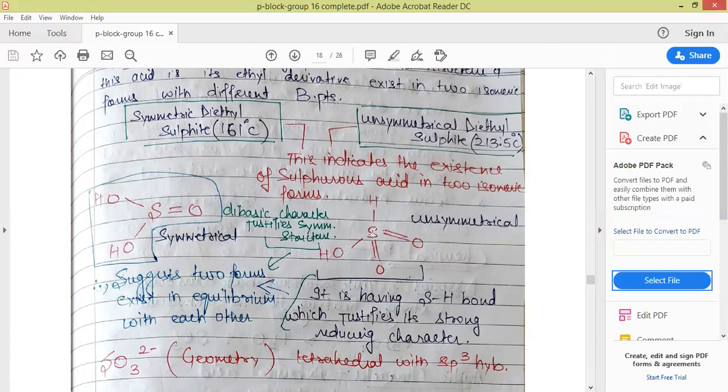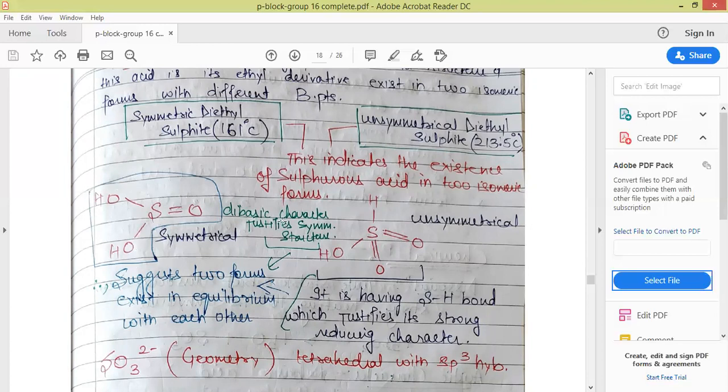So this is the only case where one of the isomeric forms of sulfurous acid has a direct S-H bond in its oxo acids. This is unsymmetrical sulfurous acid and this is symmetrical sulfurous acid, which we have already discussed in the earlier video.